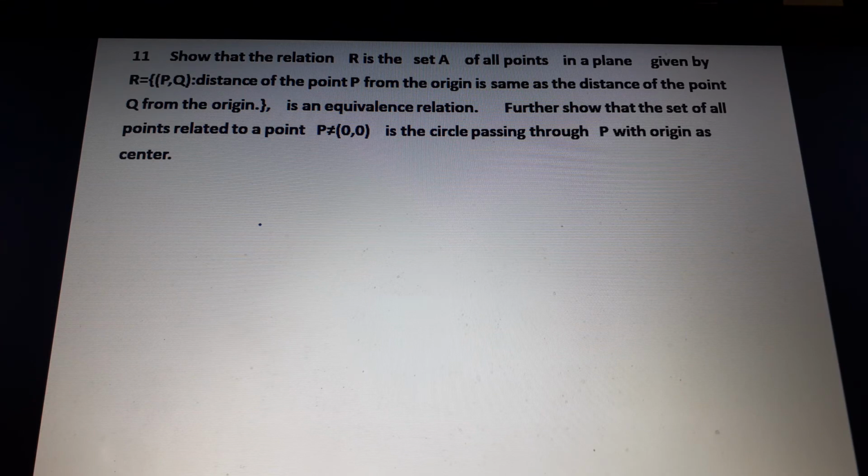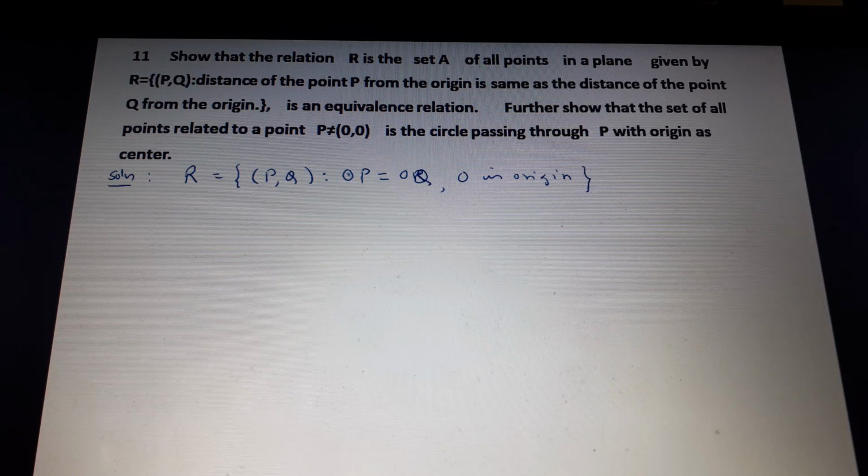Let us first show that it is an equivalence relation. First, let us take R equal to, I will write like this, the set of all points P and Q. What is the condition? The distance of P from the origin means I can write OP equal to OQ, where O is the origin. So this is the condition.